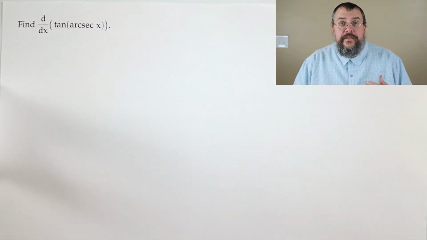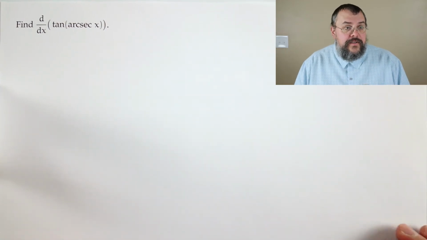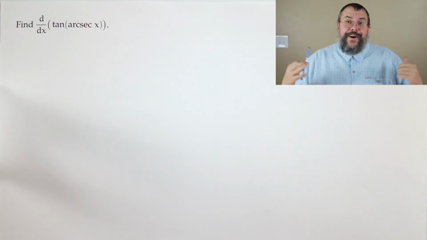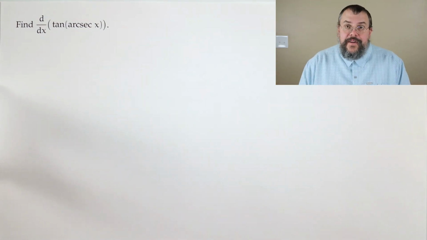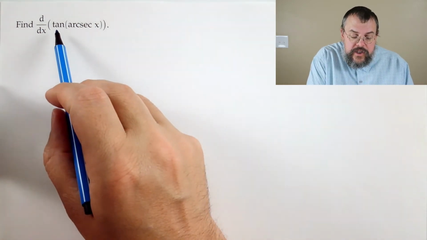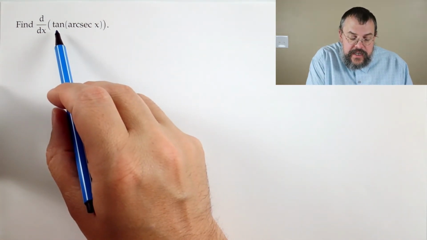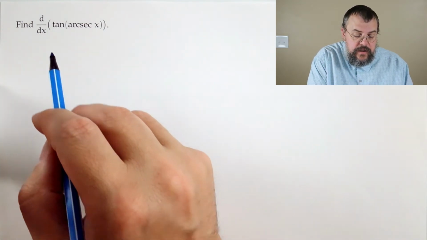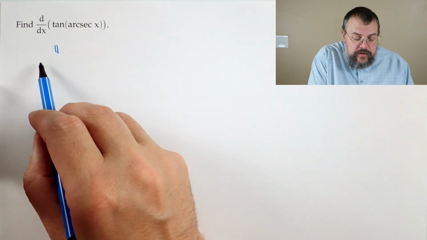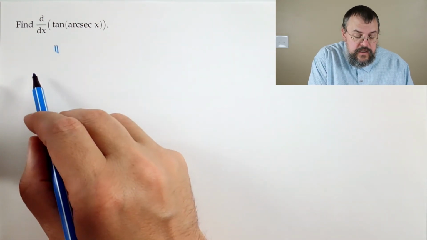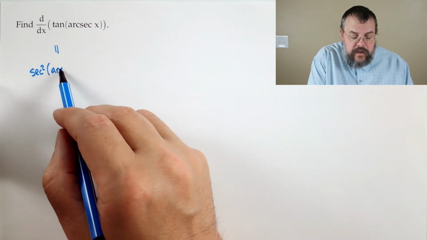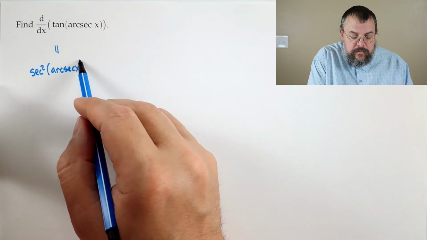Okay, so find the derivative of tangent of arcsecant of x. So I guess this is the one problem which we won't have arctangent on. But let's do the problem and see where we get. Okay, so it's a chain rule, right? Because we have tangent is the outside function, arcsecant is the inside function. So according to the chain rule, that would be what? Well, take the derivative of the outside. Derivative of tangent is secant squared of the inside stays as it is, arcsecant x.